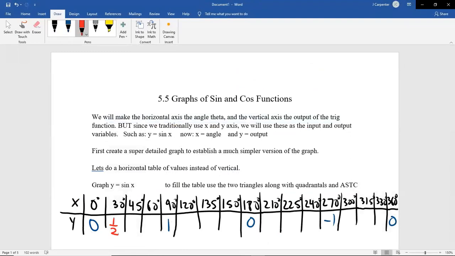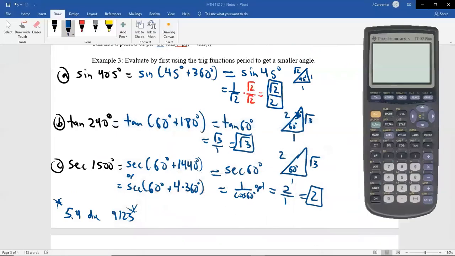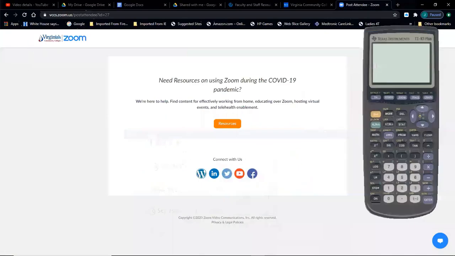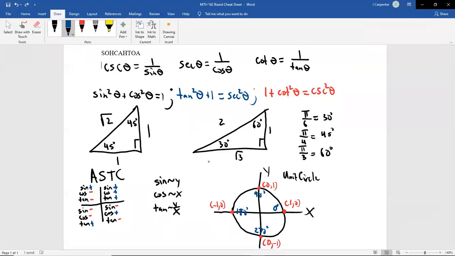Next up is 45 degrees. 45 degrees uses the other triangle. That was earlier notes. I minimized too much. There we go. So we're doing the sine of 45 degrees. Here's our 45. Opposite is 1, hypotenuse is square root of 2. So that's 1 over square root of 2.